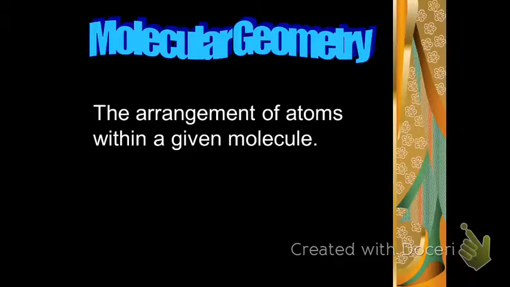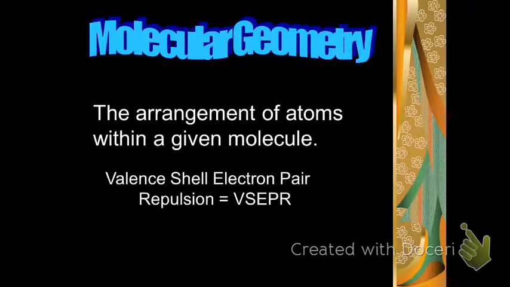And then what I just described is how the electron pairs affect geometry. There's a theory called valence shell electron pair repulsion theory. Okay? VSEPR. So the arrangement of atoms within the given molecule and VSEPR.